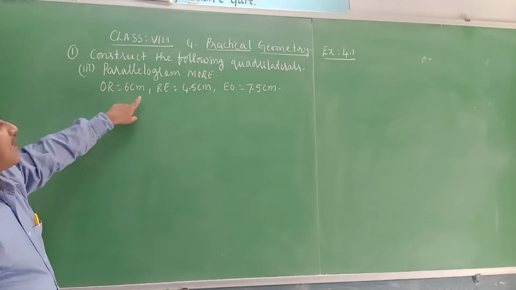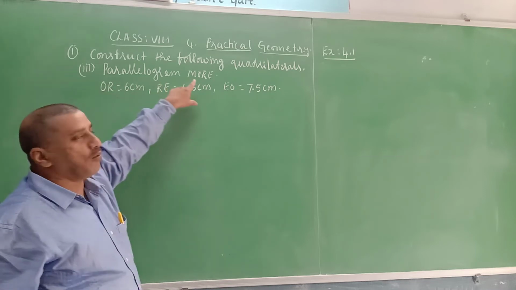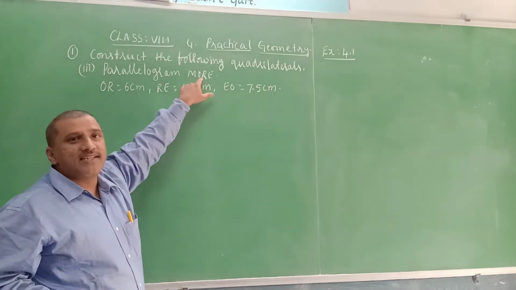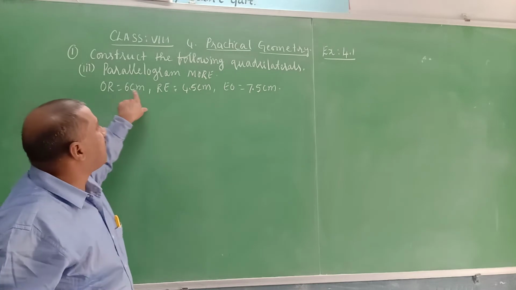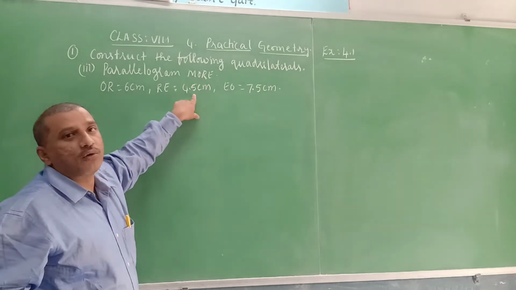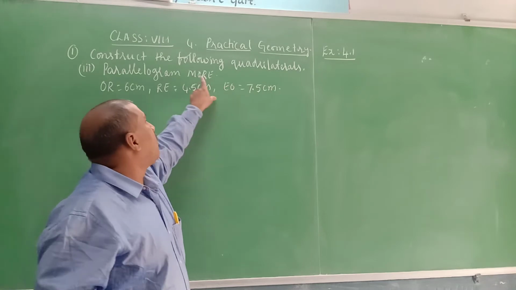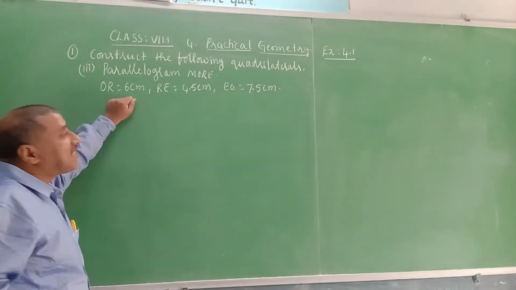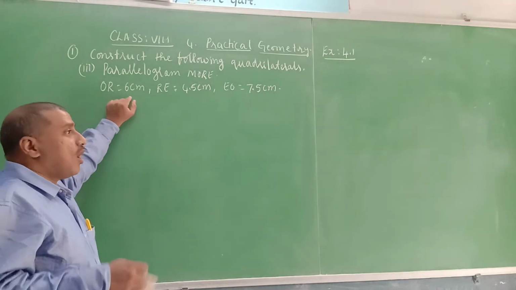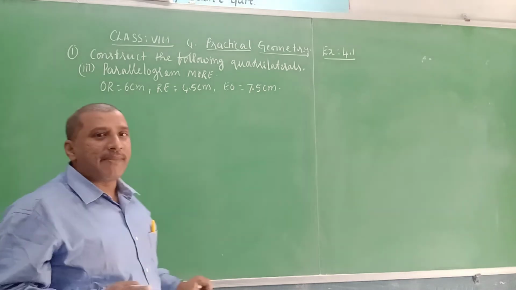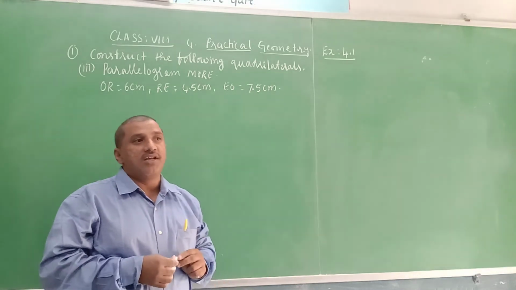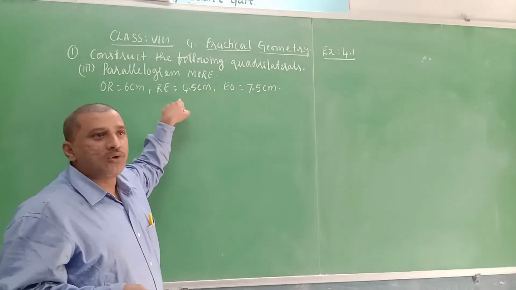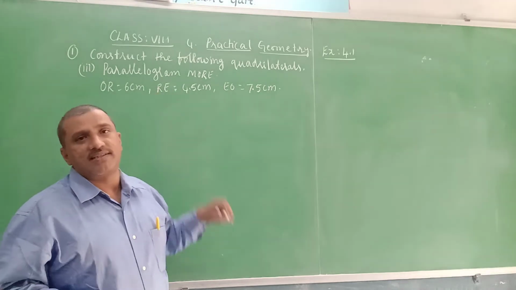Here the name of the parallelogram is MORE. The two sides OR and RE, adjacent letters, represent sides. OR is equal to 6 centimeters and RE is equal to 4.5 centimeters. EO, alternate letters, is the diagonal. So one diagonal and two adjacent sides are given here. What are the properties of a parallelogram? In a parallelogram, opposite sides are equal. So if two adjacent sides are given, the remaining sides also will be known, with the same measurements as the given sides.